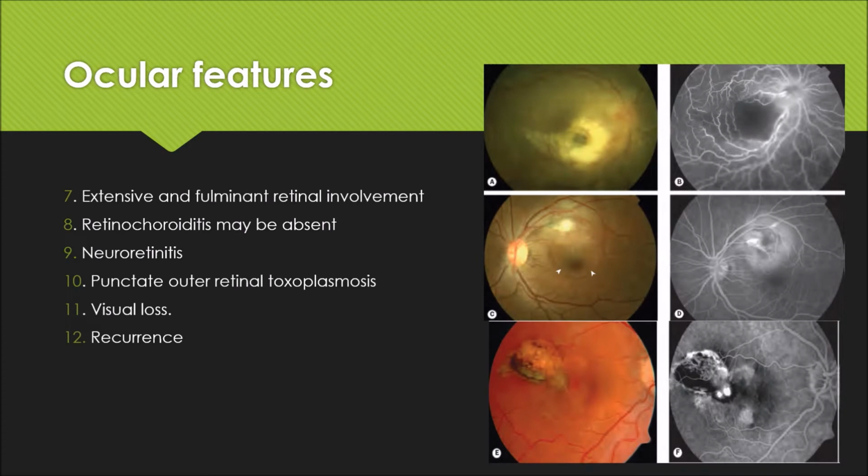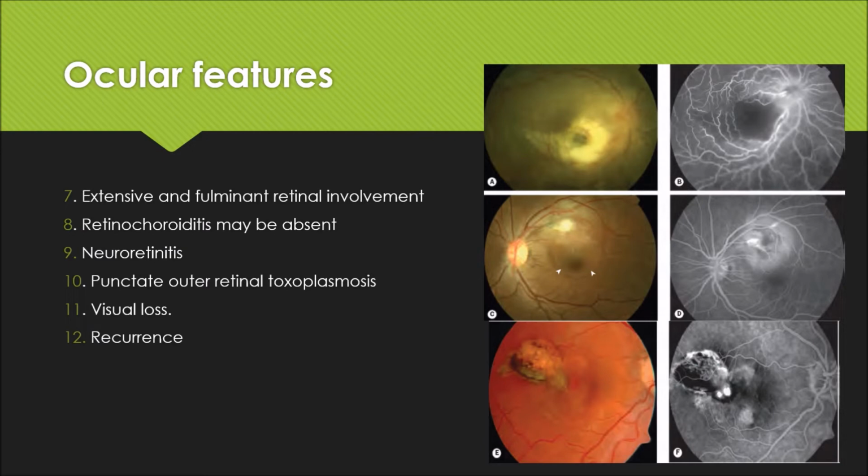Then there is extensive and fulminant retinal involvement, which is generally confined to immunocompromised, in whom it may be bilateral and difficult to distinguish from viral retinitis. Retinochoroiditis may be absent in the acute phase of acquired disease, with activity consisting of anterior uveitis, vitritis, and retinal vasculitis, as already been discussed. Typical retinal scar may form later.